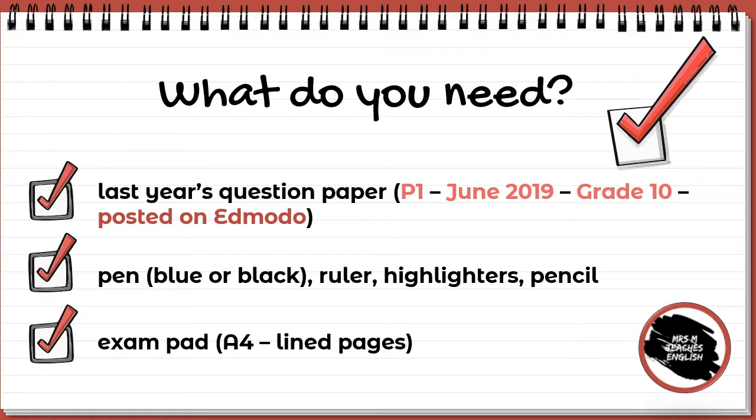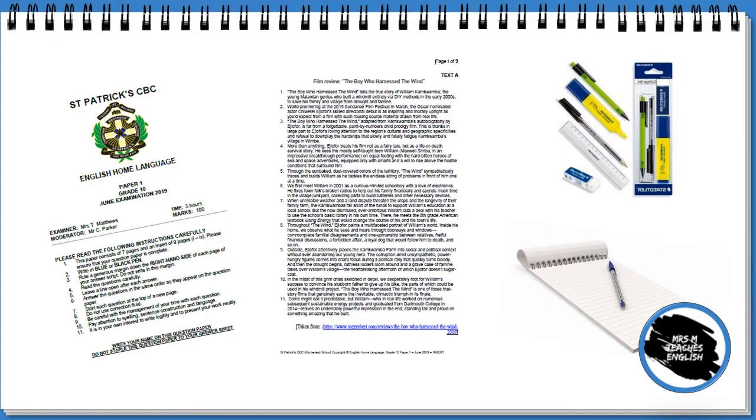For these lessons, you will need to access the question paper on Edmodo. It consists of 2 documents, the question paper and the insert. If you can print them, that would be great, as you'll be able to highlight keywords and write comments. But this is not essential. As long as you can read the questions on your device, you'll be fine. Of course, you'll need pens, a ruler, highlighters, a pencil, and A4 lined paper from an exam pad. So this is what you'll need: your 2 documents and your stationery.